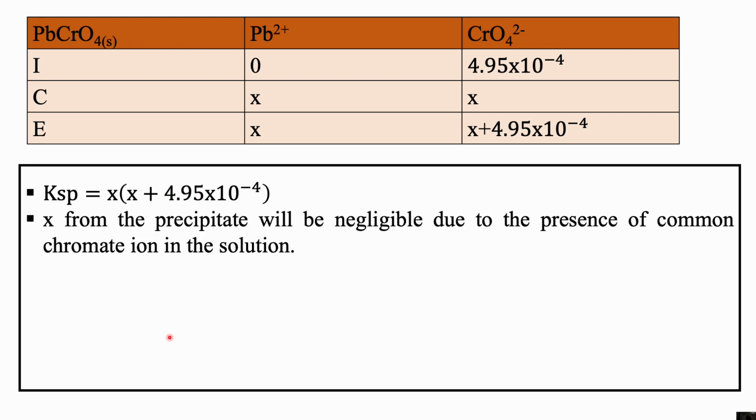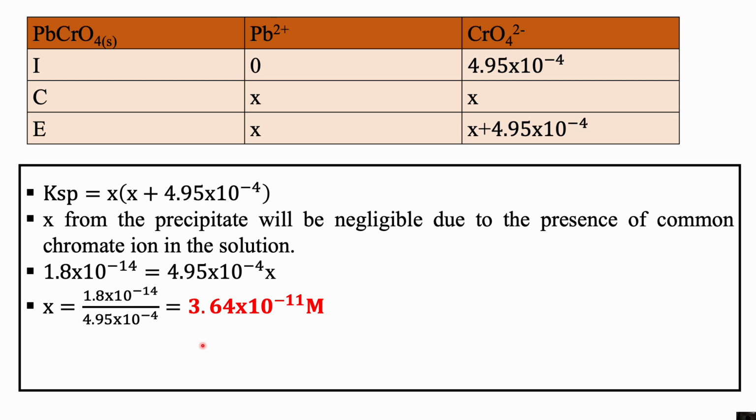So here we have the reaction. Here we know the Ksp, then we can determine the x. X will be the concentration that will remain in the solution at equilibrium, which will be equal to 3.64 times 10 to the power negative 11 molar. If we want to determine the concentration of chromate at equilibrium, then we take x plus this amount so that you can get the concentration of chromate at equilibrium.